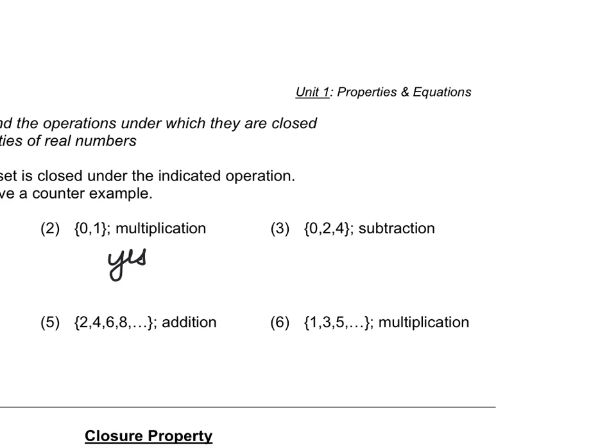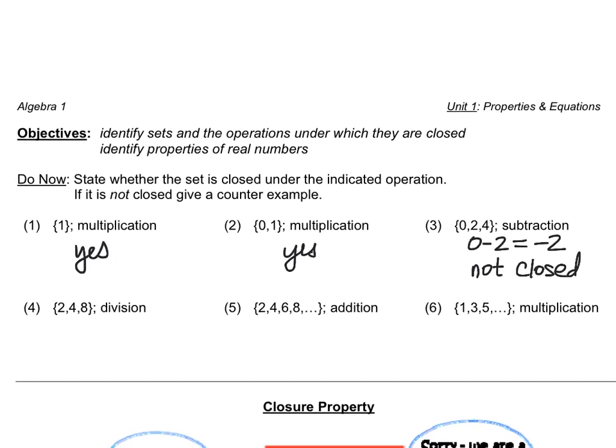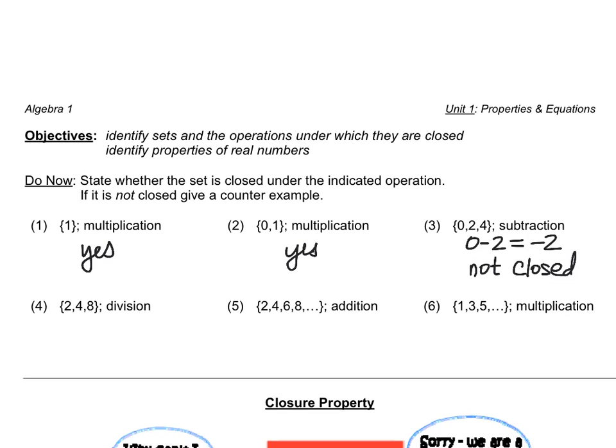0, 2, and 4, closed under subtraction? No, give me the counterexample. 0 minus 2 is negative 2. Exactamundo. And all you need is one counterexample. One instance where the property fails, and then you can call it a day. You don't have to show all possible cases because that could get out of hand pretty quickly.